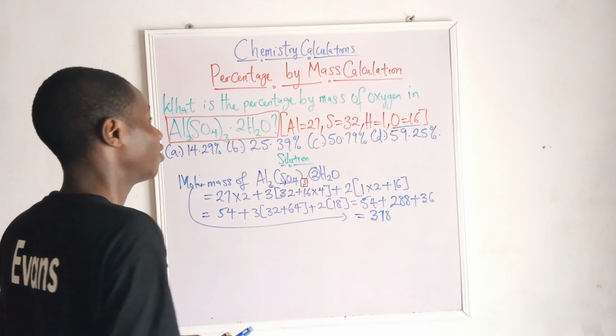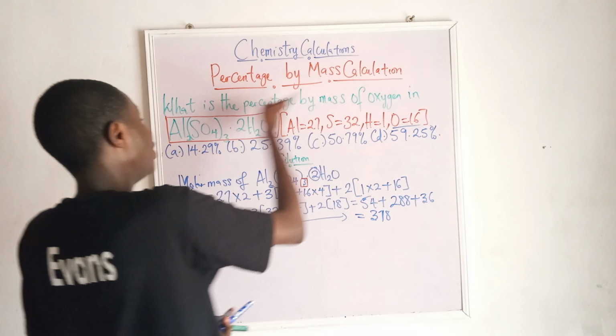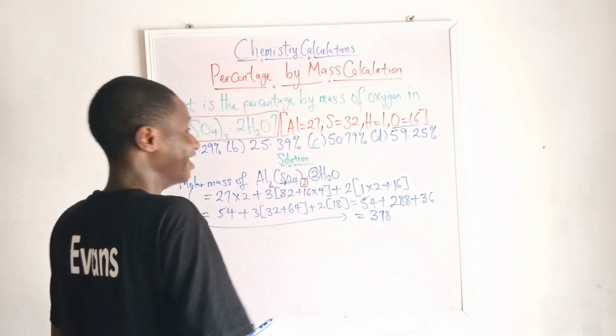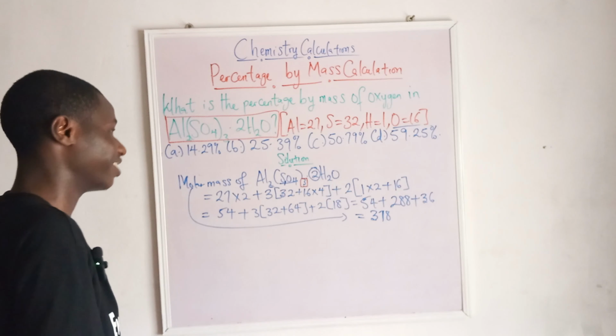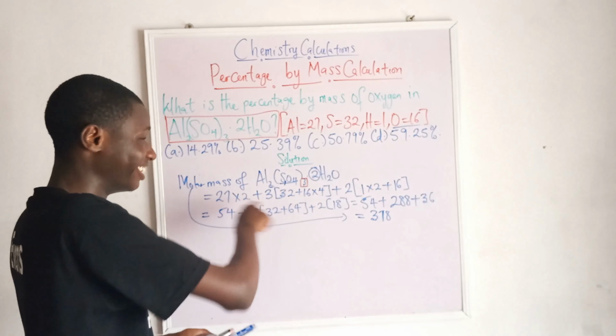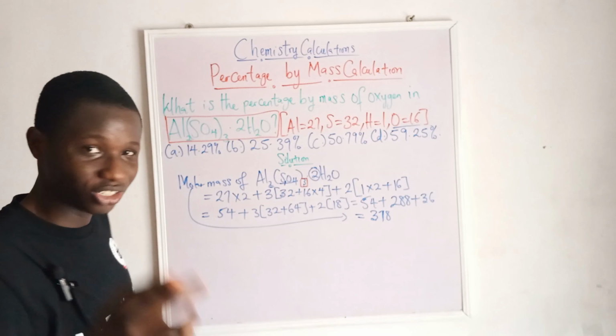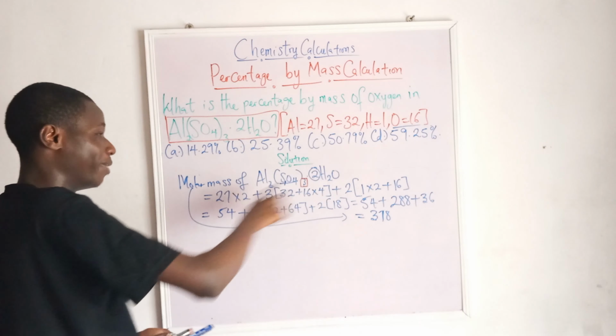The next thing you are now trying to get is the what? You will now get the mass of all the oxygen in this compound. That's the next thing you want to do. Now look at it. I want you to just do this brain work. How many oxygen do you think is in this compound? Just try to test yourself.